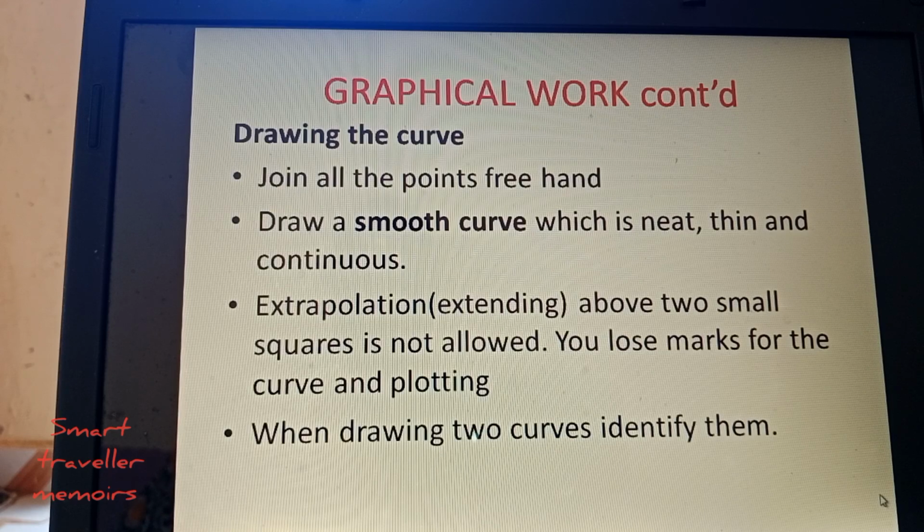Extrapolation or extending above two small squares is not allowed. You lose marks for the curve and plotting. So you should not extend the curve more than two small squares. When drawing two curves, identify them. Give their identity because it is marked.